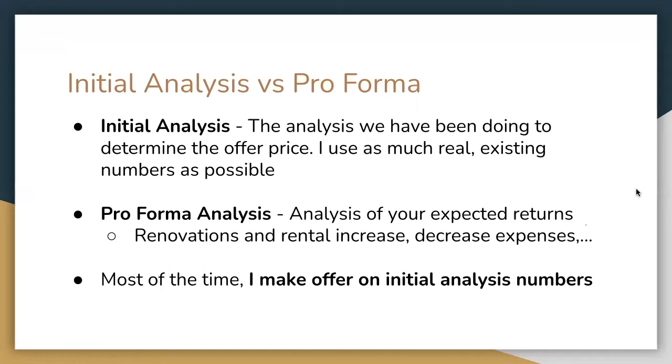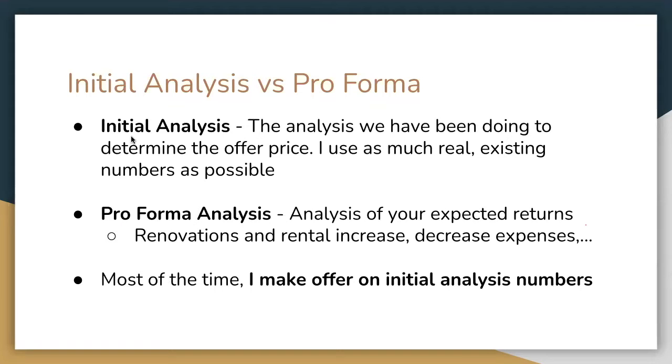But there's also a pro forma analysis, which is basically, maybe the previous owner has owned the property for 20 years and they have not been keeping up with fair market rents. And their rents are far below what you know is realistic. Maybe they're renting it for $1,000 a month. You know you can rent it for $1,200 a month. I personally do not make offers on the rent that I think it can get. I make offers on the rent that they're currently listing at.